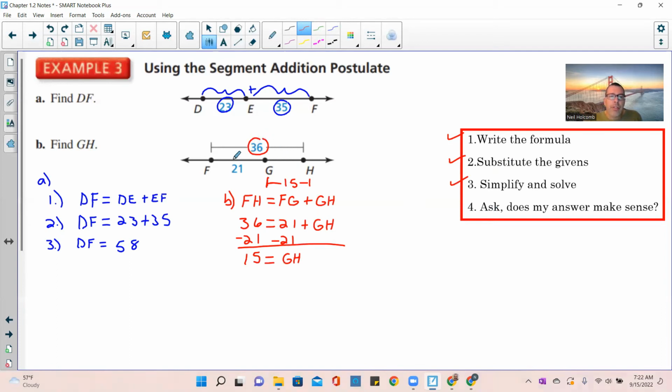If the whole thing's 36, your pieces better be smaller. And 15 is less than 36, and that makes sense. And if I take 15 plus 21, I get 36. So that's a way of checking. Okay, so there is the segment addition postulate.